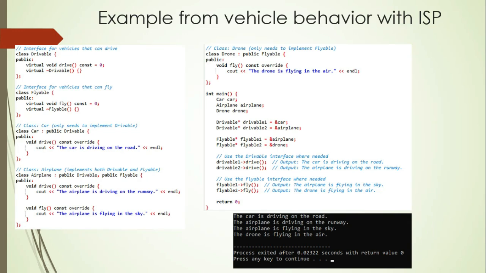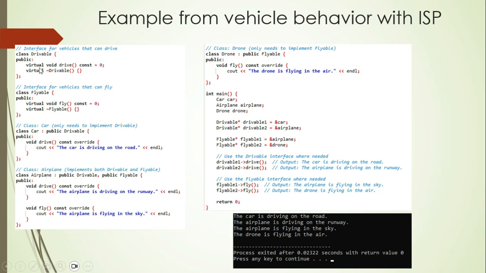Let's see another example from vehicle behavior, which is following ISP. This code is written in C++, so have a detailed look at this example now. Class Drivable. This is an abstract class or simple interface that defines a contract for any class that claims to be drivable. This means any class which claims it is drivable must inherit from this Drivable interface. And the method defined here is the drive method.